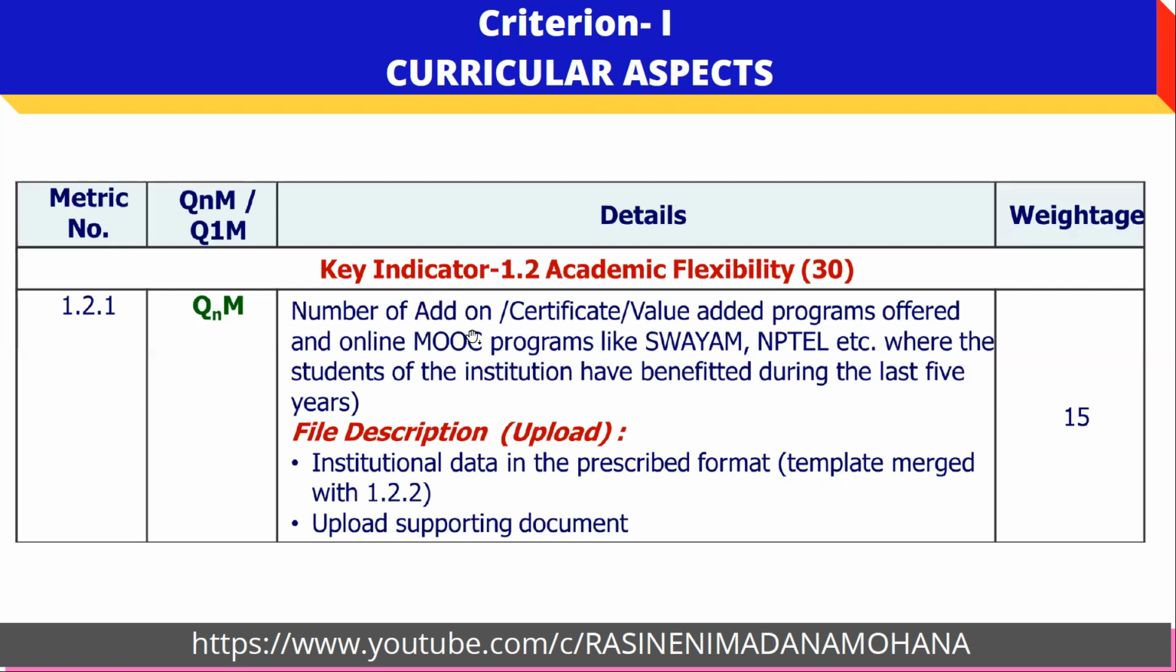Okay, here is the number of add-on or certificate or value-added programs offered. In the old format, MOOC programs were not mentioned. This is one of the advantages. Many colleges are offering NPTEL courses, motivating students to take part in Swayam NPTEL courses. So here, what are the things we have to upload? First, the data in the prescribed format, the template, for 1.2.1. Then for the next metric also a similar template is there.